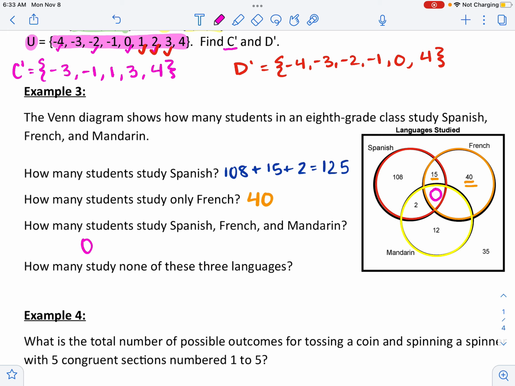And the last one, how many study none of these 3 languages? So just like before when we had a universe in sets, the universe for our Venn diagram is this box. So if I want to know people that don't fall into any category of whatever's in our Venn diagram, they're going to be within the box but outside the circles. So that's those 35 students there. They don't study Spanish, French, or Mandarin.